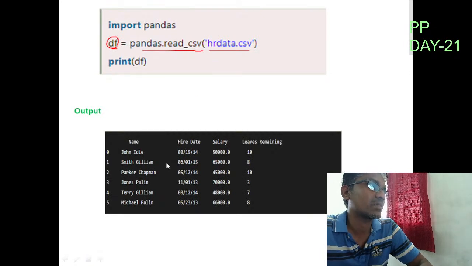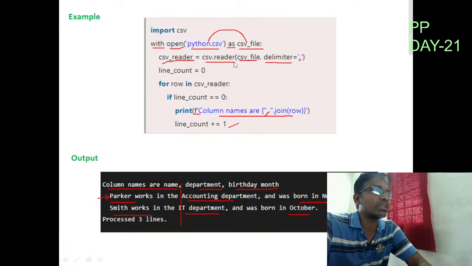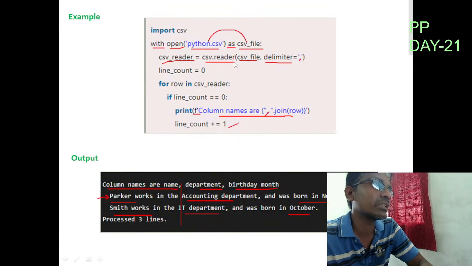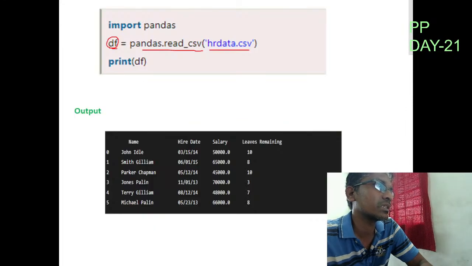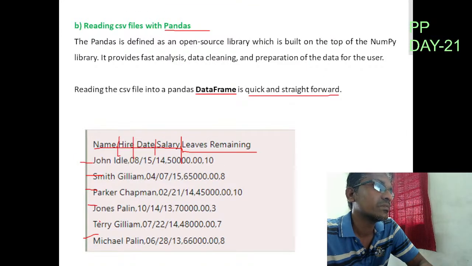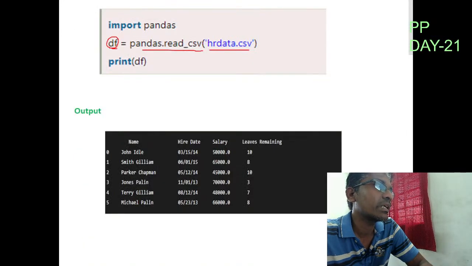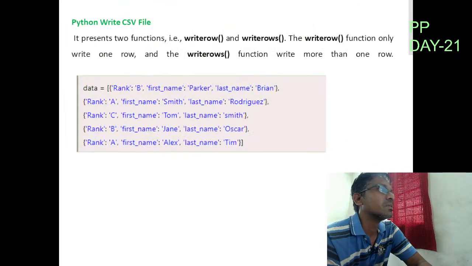So in pandas you use read_csv, whereas in Python you use the csv.reader function. By using the csv.reader function, you read the CSV file in Python, and in pandas you use read_csv. I hope you understand what I'm saying. In Python you use csv.reader, and in pandas you use read_csv.